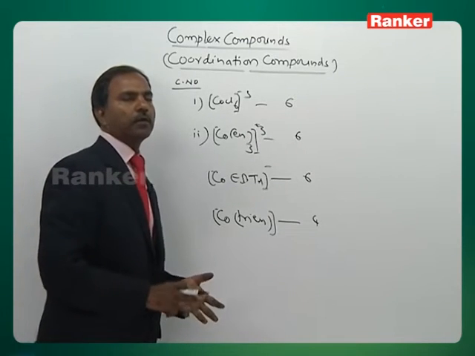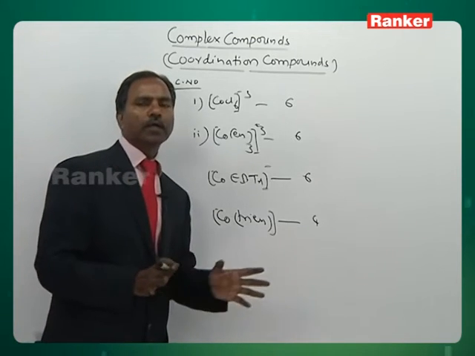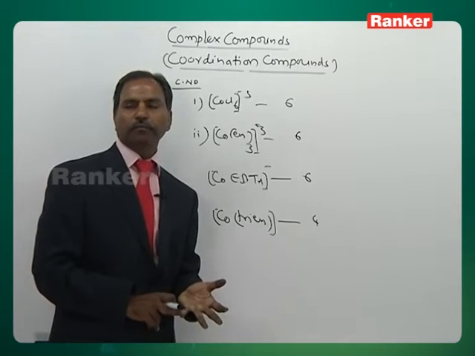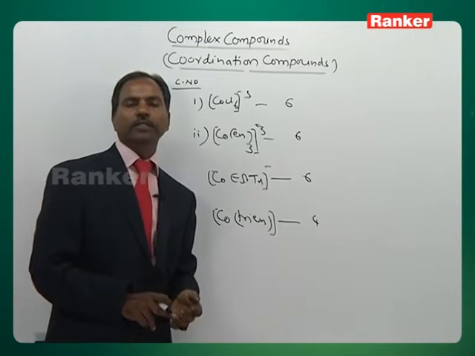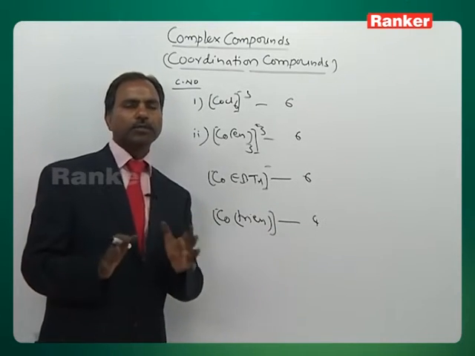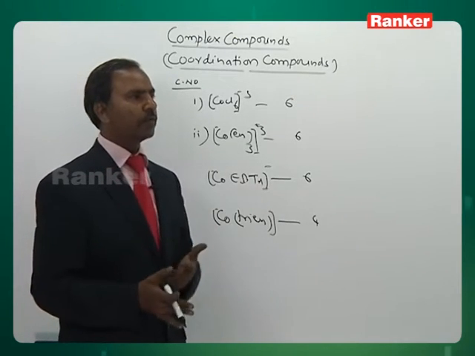First ligands, oxidation number, coordination number. These 3 concepts should be thorough to understand the next part of complex compounds. What are they? Ligands, their structure, name, denticity, charge. Second thing, oxidation number, and next one, this particular coordination number. These 3 concepts should be thorough, then only you can easily follow the next part of the complex compound.